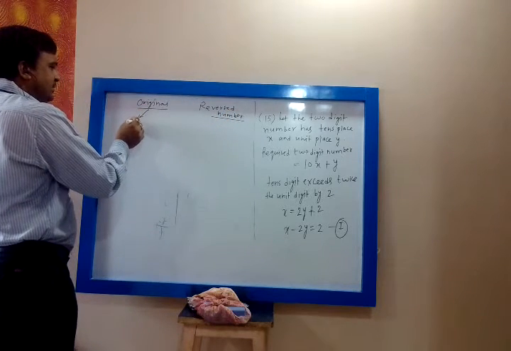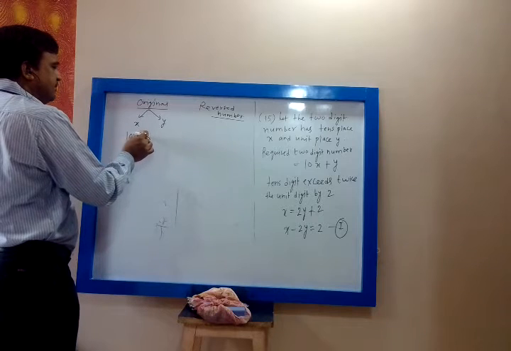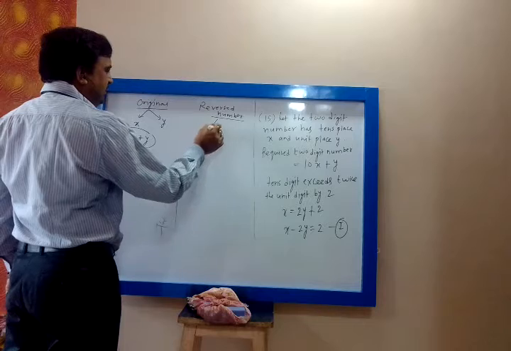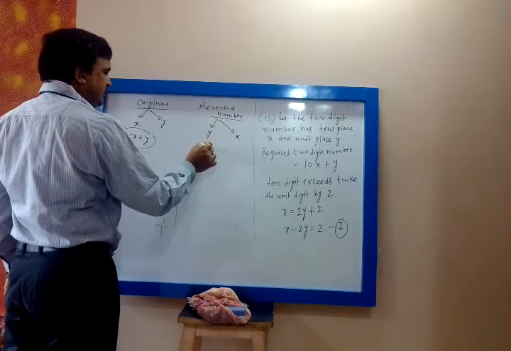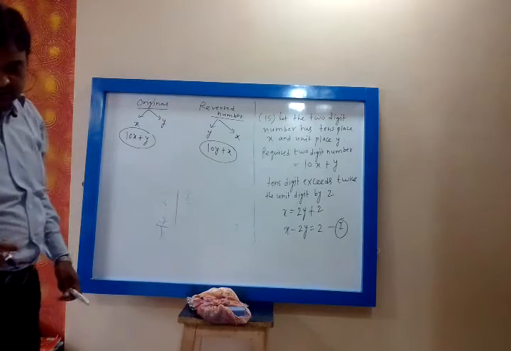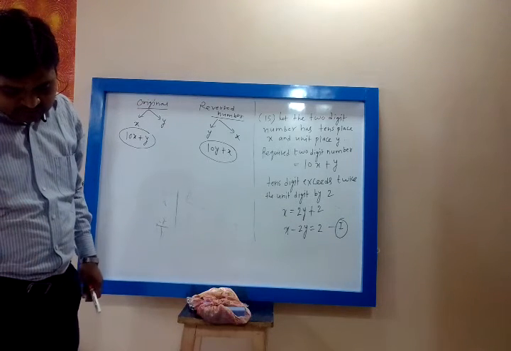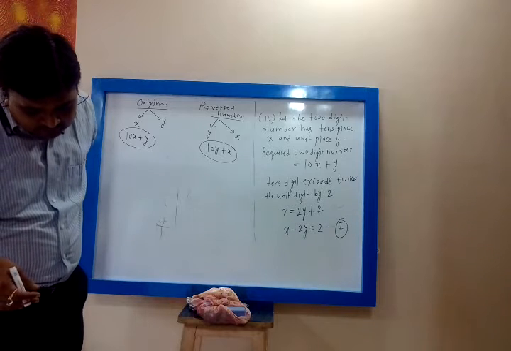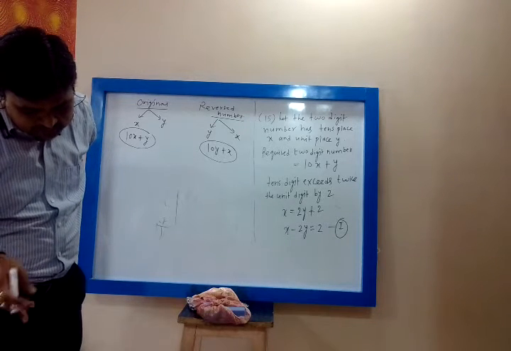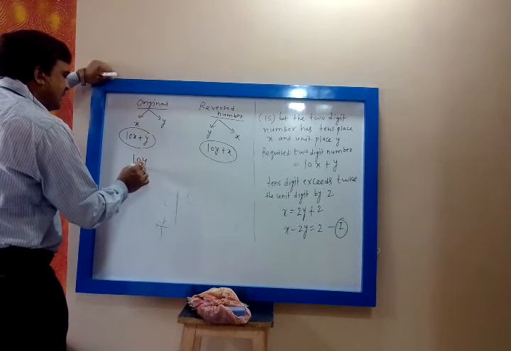So original number, tens place is x, unit place is y. So that is 10x plus y. Now you interchange the digit, tens place will be y, unit place will be x. So you will get 10y plus x. Now what is the condition given? After interchanging the digit, the number obtained by interchanging the digit is 10y plus x.